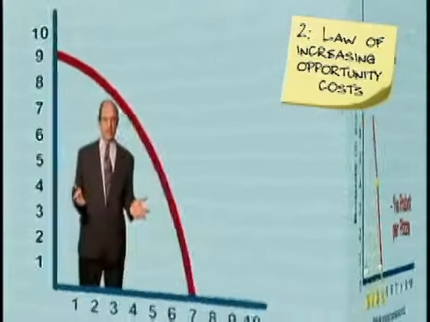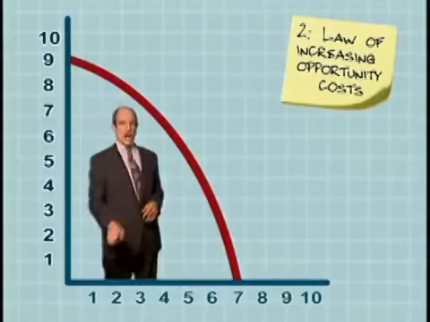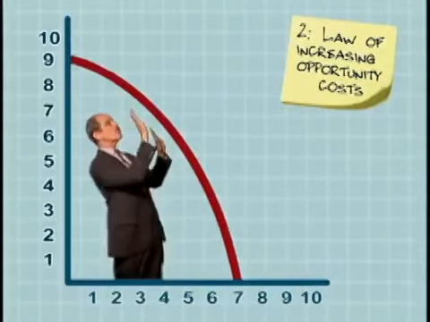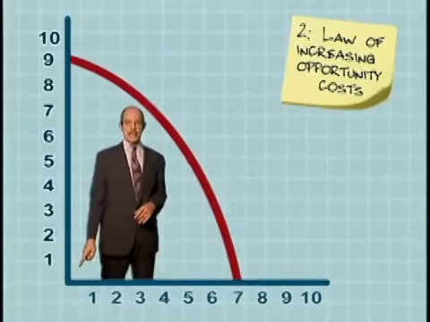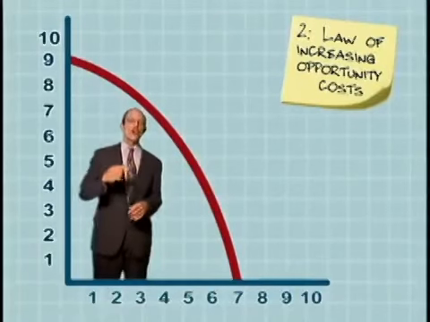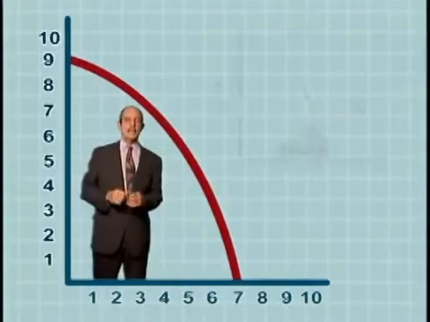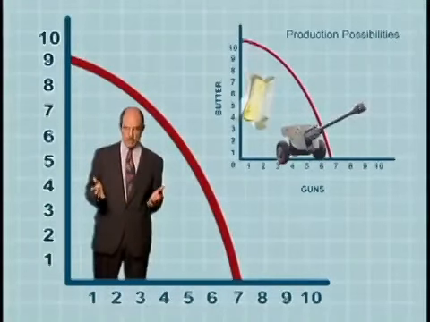But what's driving it? Why is the production possibilities frontier concave to the origin, meaning it bows out from the place the two axes meet, like a cave or cavity? It's because things tend to cost more to produce the more you produce of them. Again, take the example of guns versus butter.